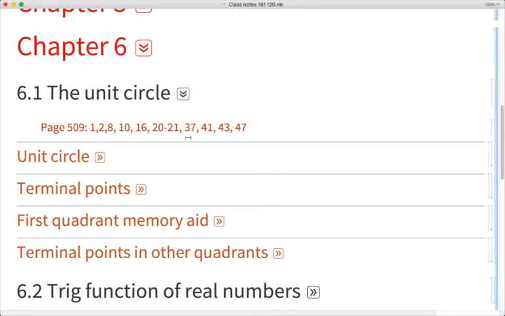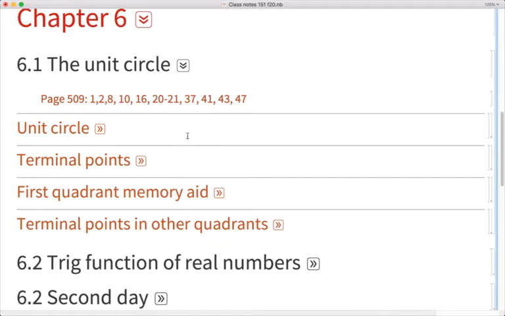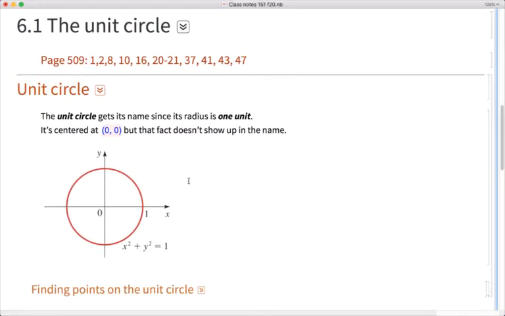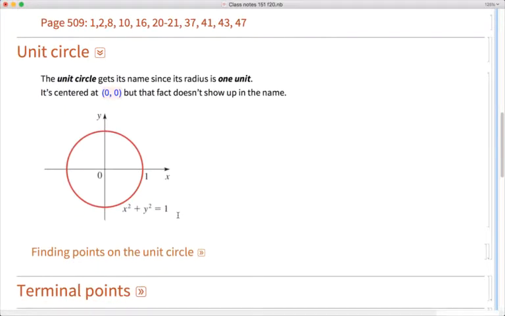All right, starting chapter 6, section 6.1, the unit circle. The unit circle gets its name since it has a radius of 1 unit. The unit circle is also centered at (0, 0), the origin, but that fact doesn't show up in its name. If you remember equations of circles, the unit circle is centered at (0, 0), so this is x minus 0 squared and y minus 0 squared, and then this is the radius squared.